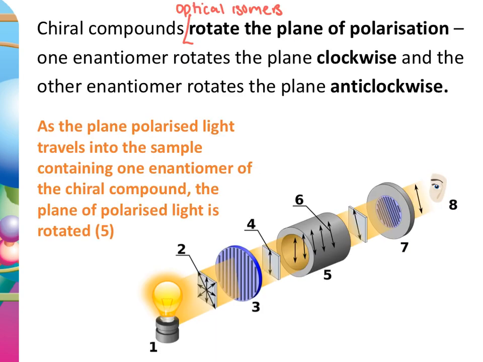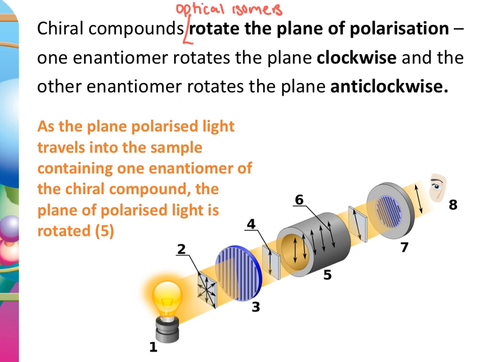Now, as we saw earlier, optical isomers are substances that rotate the plane of polarized light. We said that they come in pairs, and that those pairs were called enantiomers. And we find that one of those optical isomers, one of the enantiomers, will rotate that plane of polarized light in one direction, in a clockwise direction, and the second of the pair will rotate it in an anti-clockwise direction.